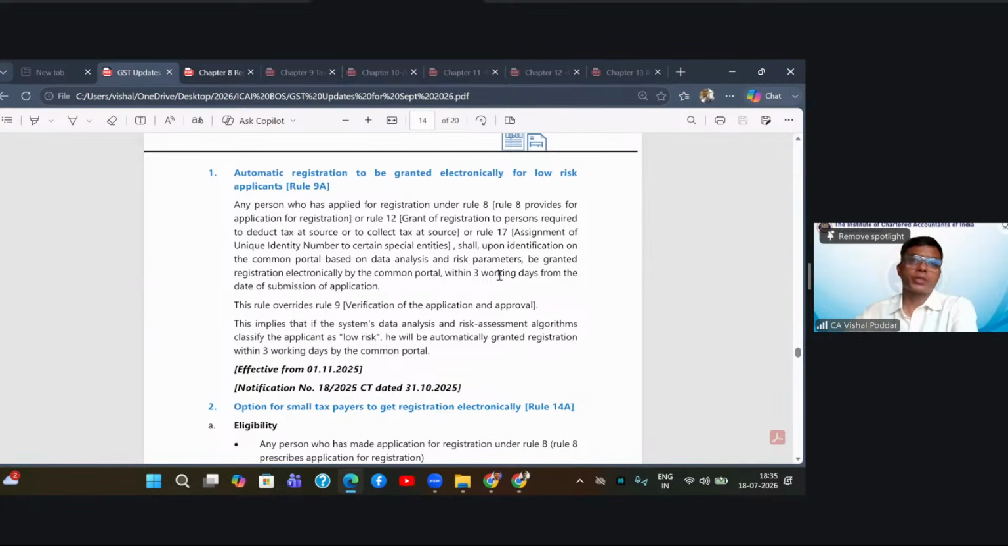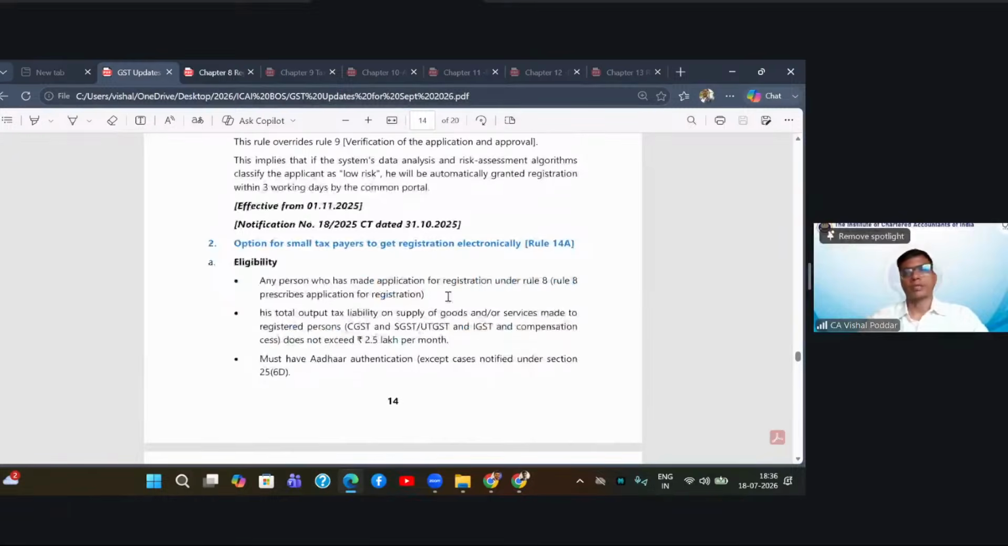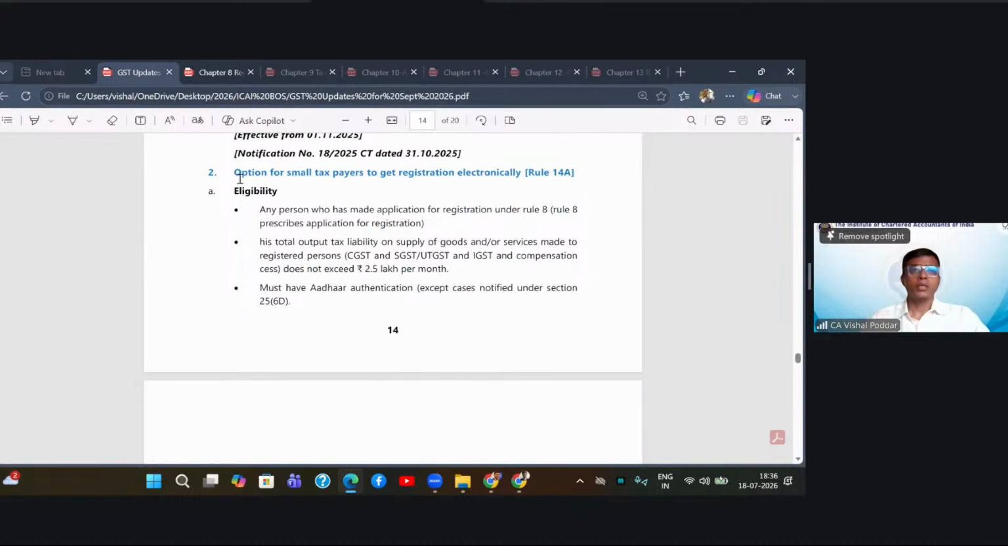So the entire process of 30 plus 7 plus 7 or 7 plus 7 plus 7 can be bypassed and you will be given a registration within 3 days. But this is provided that the system data analysis and risk assessment algorithm has classified you as low risk. However, if it classifies you as high risk, then your registration application will travel in the normal routine which we discussed. Next, similarly, another point is the option for small taxpayers to get registration electronically.